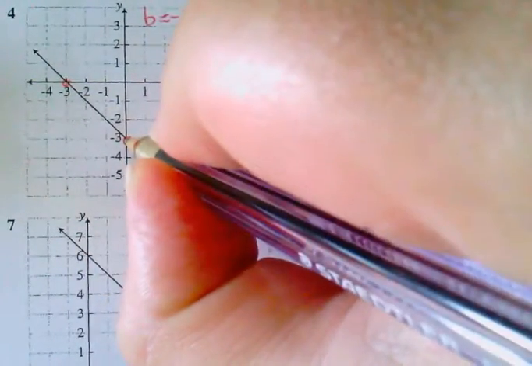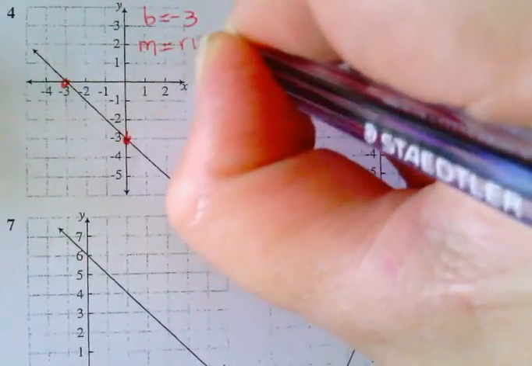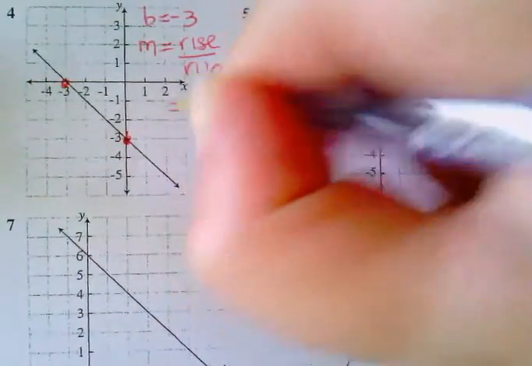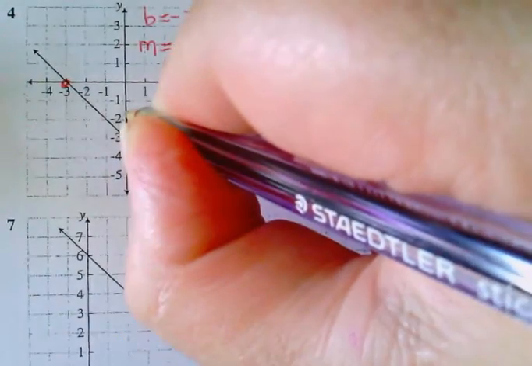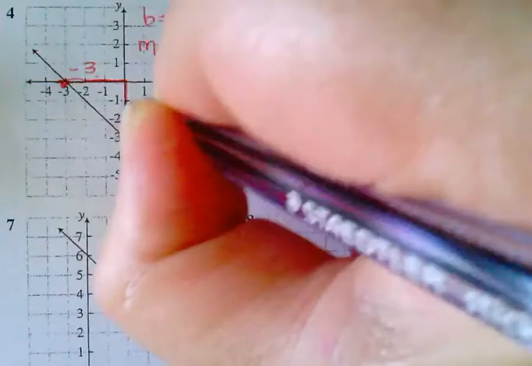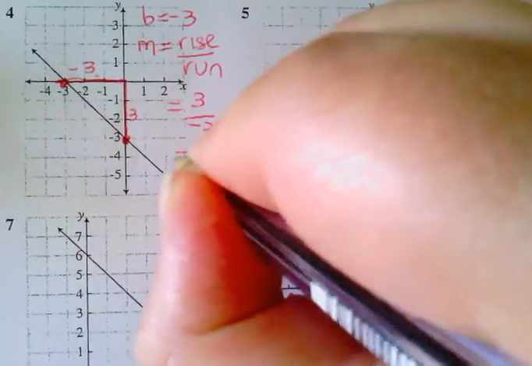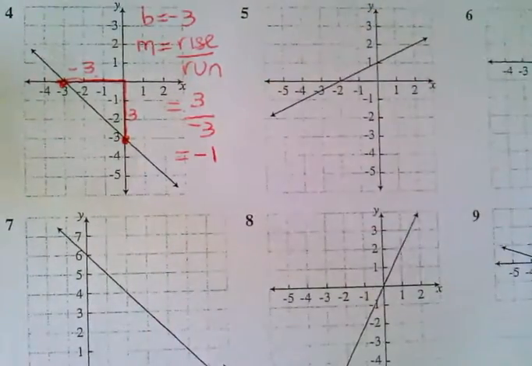So starting at this bottom point, how do I get to this top point? Please rise first. Gradient is rise over run. So I want you rising first. You rise up 1, up 2, up 3. Now running backwards. Well, I'm going backwards now to the left. Backwards 1, 2, 3. So that's negative 3. This is rising up 3, running backwards negative 3. 3 divided by negative 3 is negative 1.